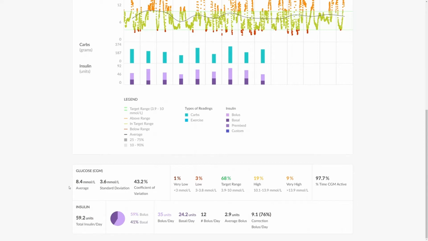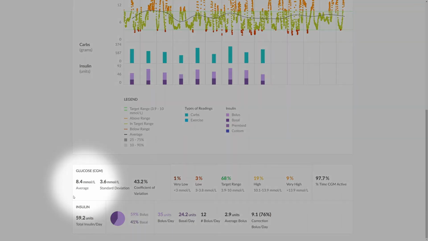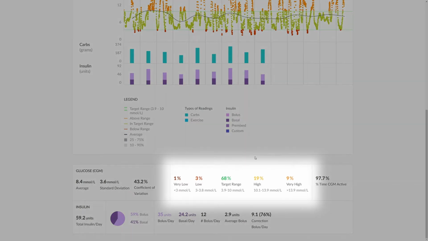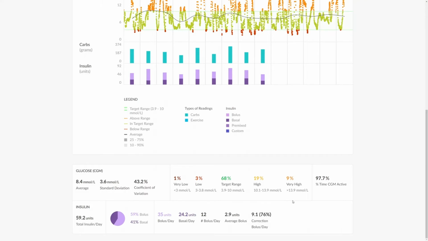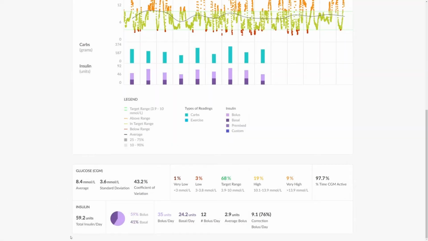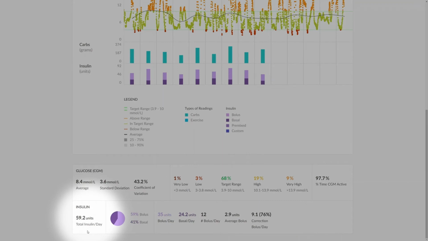For instance, for glucose, when using a CGM, we have the average daily glucose value for the time period that we are reviewing, as well as all results broken down into the percentage that fall within each of the very low to very high brackets. These brackets are then defined below. We also have other useful data points, such as the percentage of time that a CGM has been active over the time period that we are assessing. For insulin, we have, for instance, the total units of insulin given over the course of a day during the period that we are reviewing, and how that insulin is then divided between bolus and basal.